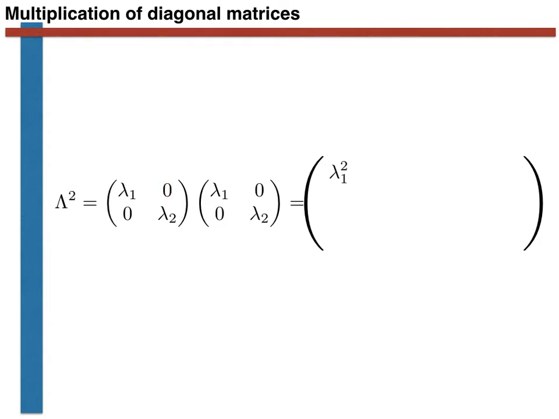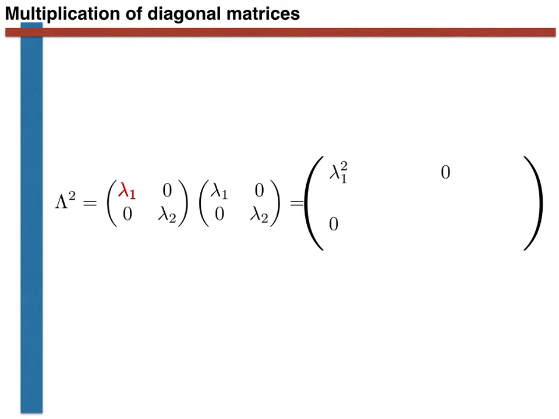To calculate the 1,2 element of the product matrix, we take the first row of the first matrix on the left-hand side of this equation, and multiply it by the second column of the second matrix. We thus have lambda 1 multiplied by 0 plus 0 multiplied by lambda 2, which is 0. To calculate the 2,1 element of the product, we take the second row of the first matrix and multiply it by the first column of the second matrix. We thus have 0 multiplied by lambda 1, which is 0, plus lambda 2 multiplied by 0, which is again 0.